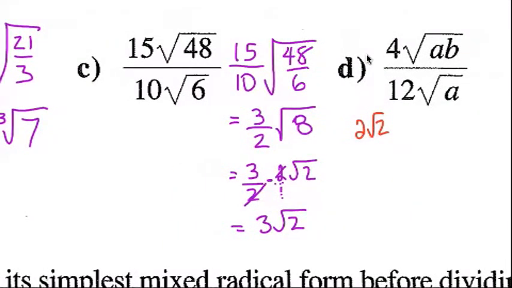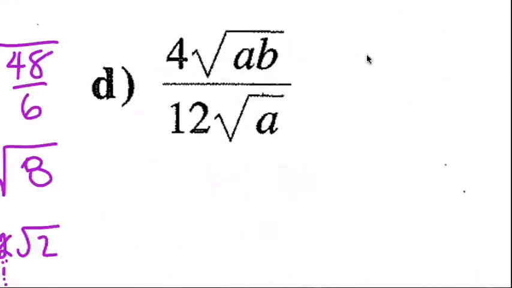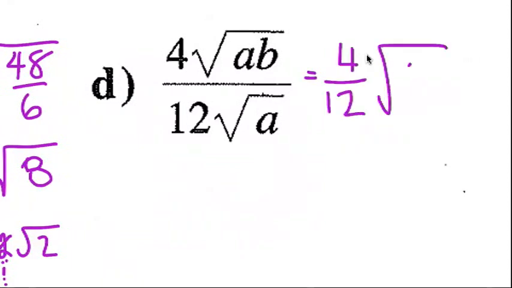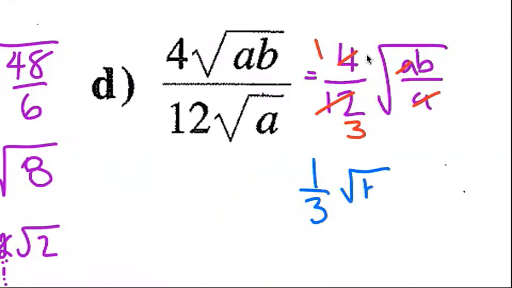Okay? And then question D. Question D, 4 square root AB over 12 square root A is also equal to 4 over 12 square root AB over A. And these A's will cancel, just left with B. The 4 and 12 both divide by 4. This would be 1, and this reduces to 3. So this simplifies to 1 over 3 square root B.